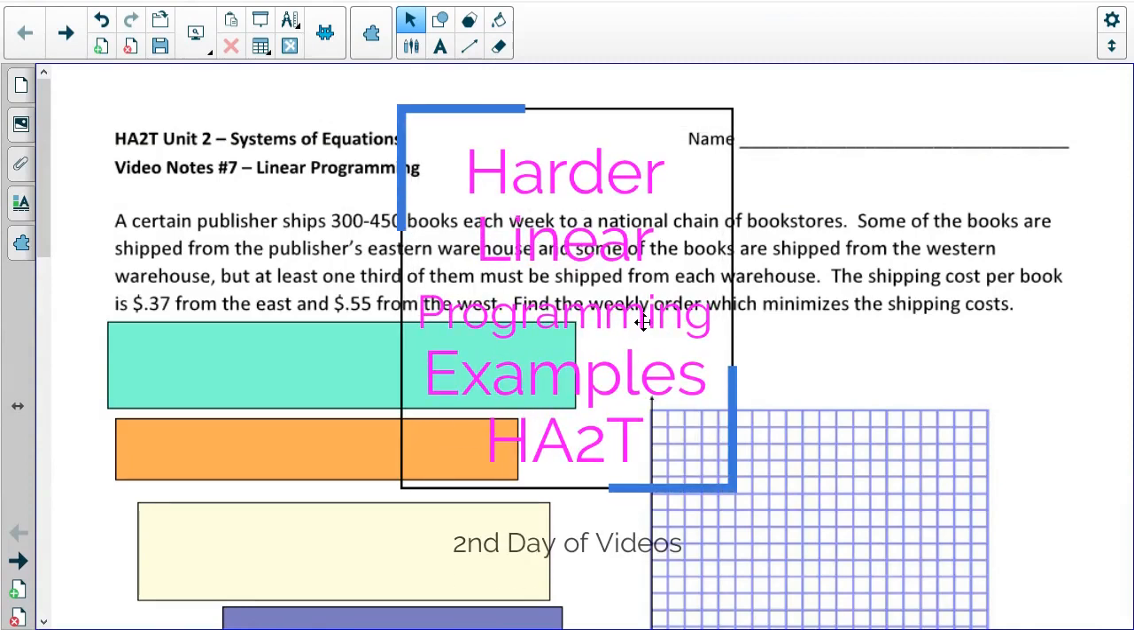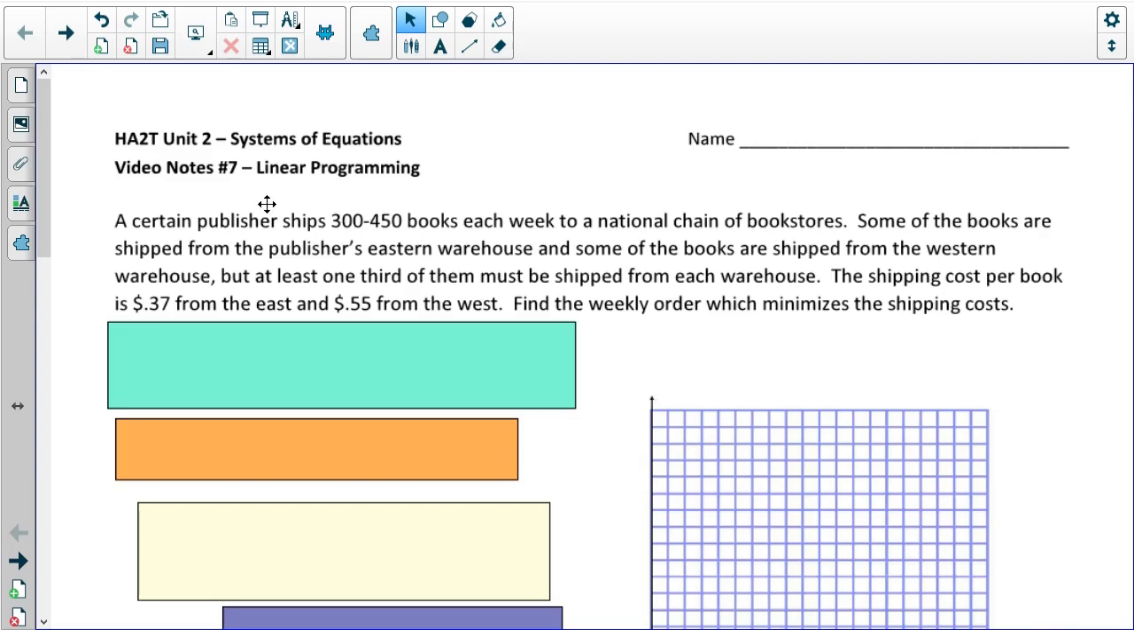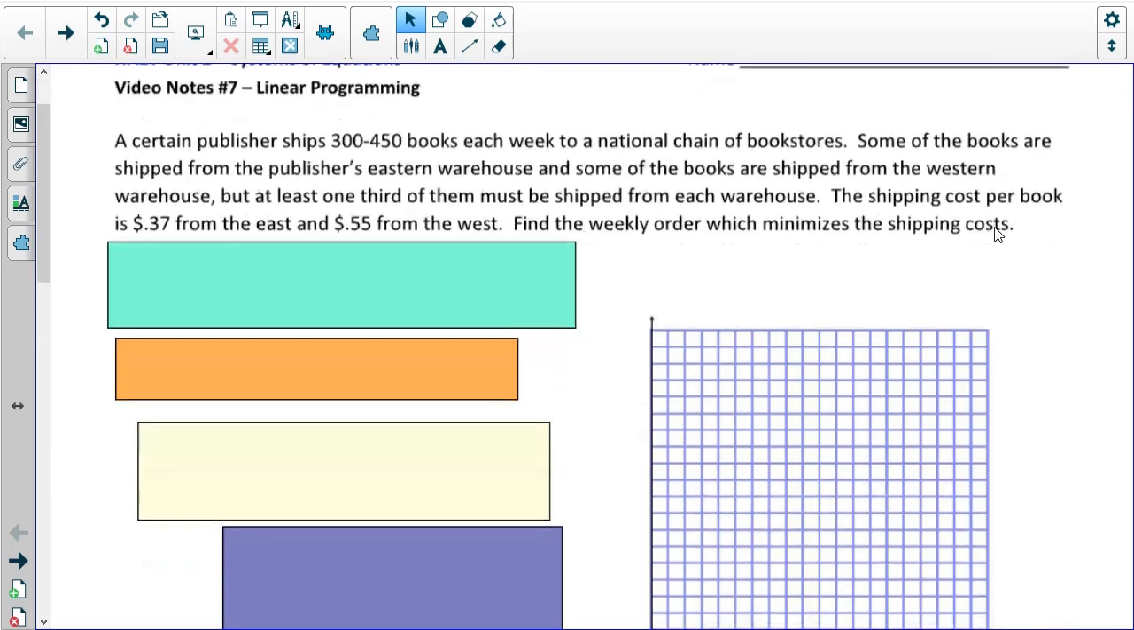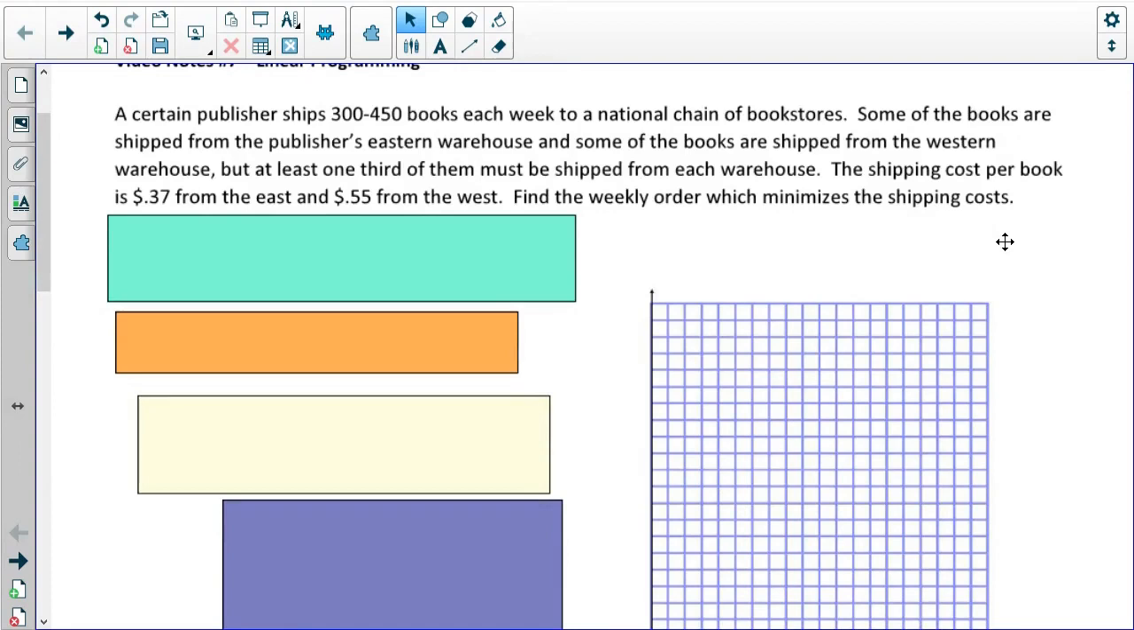This is the second day of linear programming notes. Two questions for us today. A publisher ships somewhere between 300 and 450 books each week to a national chain of bookstores. Some are shipped from the east and some are shipped from the west. At least 1/3 must be shipped from each warehouse. 37 cents per book from the east and 55 cents per book from the west. Find the weekly order which minimizes the costs.